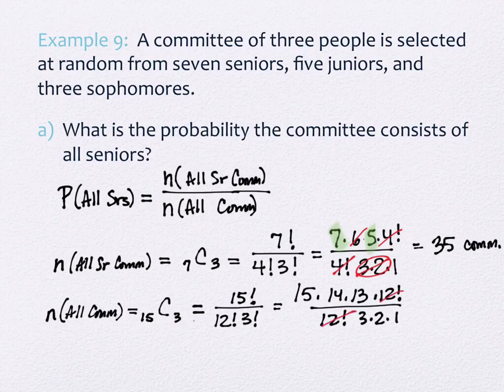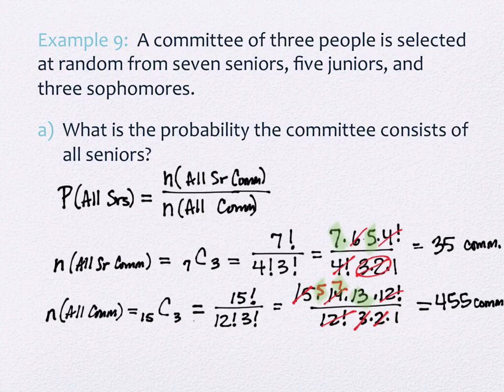12 factorials cancel. What will the 3 cancel with? The 15, which will leave me a 5. And the 2 will cancel with the 14 to leave me a 7. So I have 5 and 7, which is actually 35. And then I have the 13. What does that give me? 455 committees.